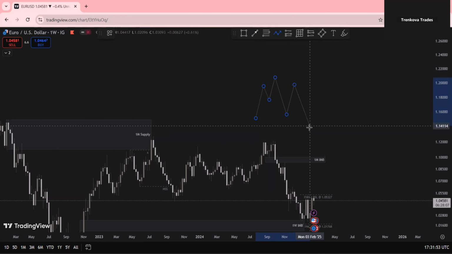However, what happens after that is something very interesting. Now, we had the power of 3. So the market created the power of 3. And if you don't know what the power of 3 is, it's basically the 3 main phases of the market: accumulation, manipulation, and distribution.